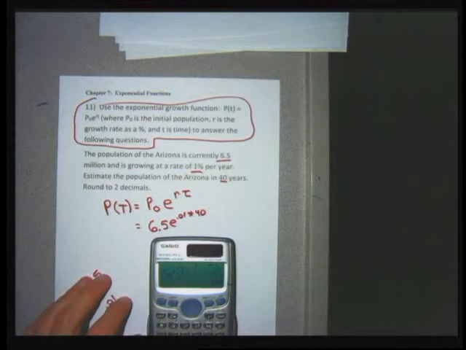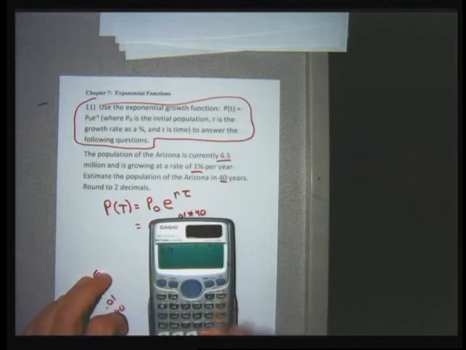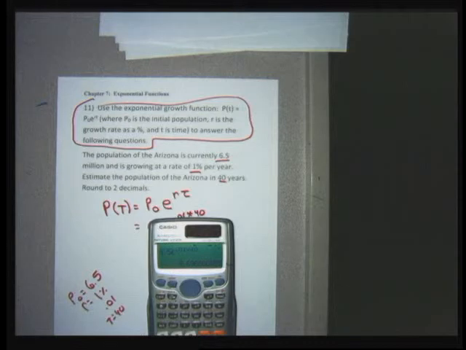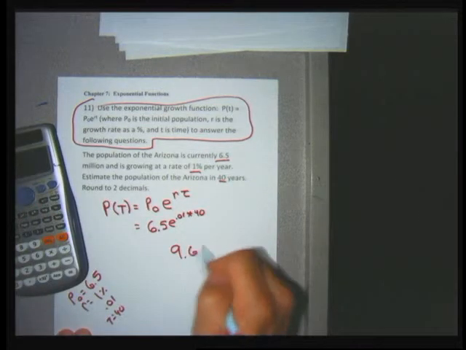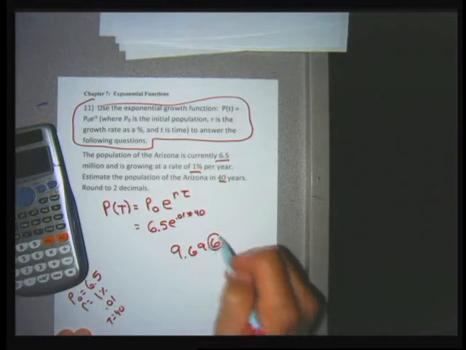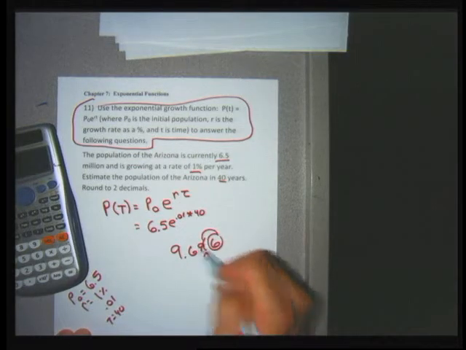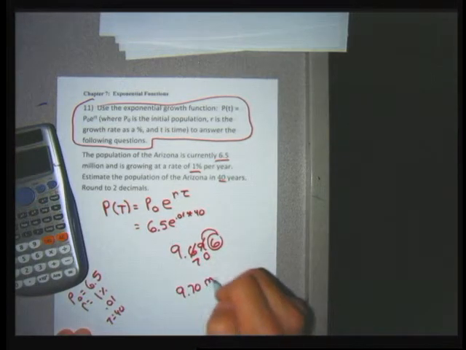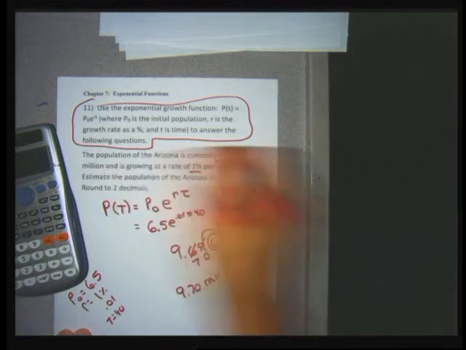And I'll say that's the population of Arizona in millions. So I'm just going to enter this. 6.5. To get that E, you hit shift and LN, and then 0.01 times 40. So in 40 years, this says it's going to be 9.696 million people in Arizona. This 6 is going to round that 9 up to a 10, which is going to round that 6 up to a 7. So I'm going to say it's 9.70 million because it's millions after that.